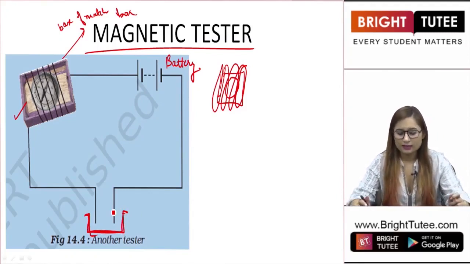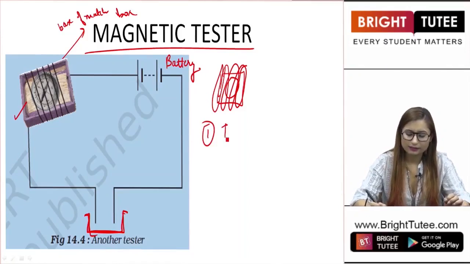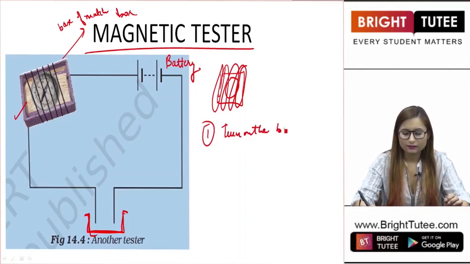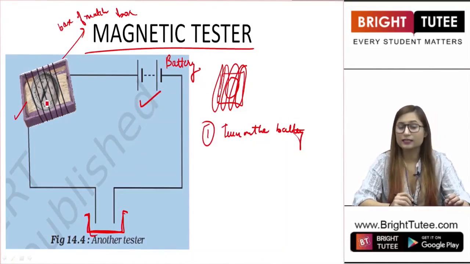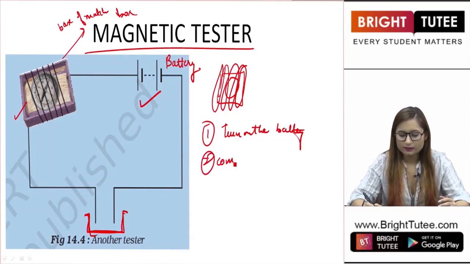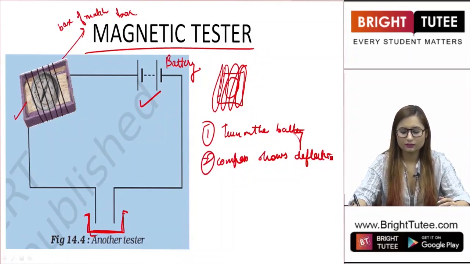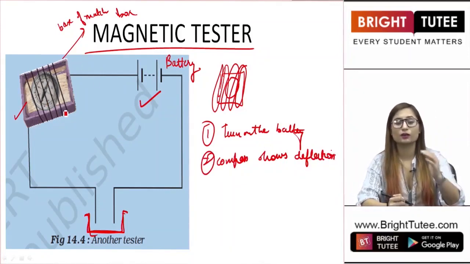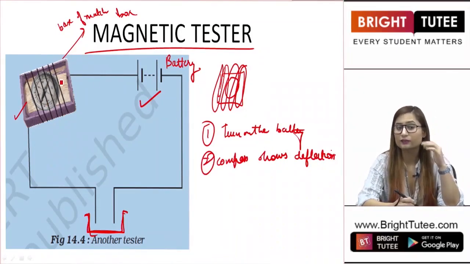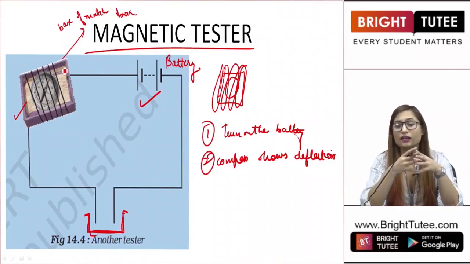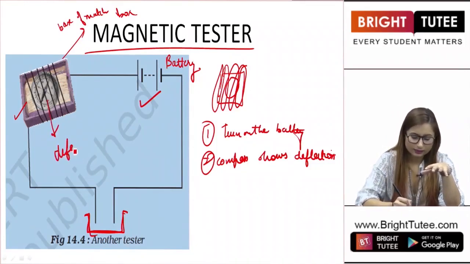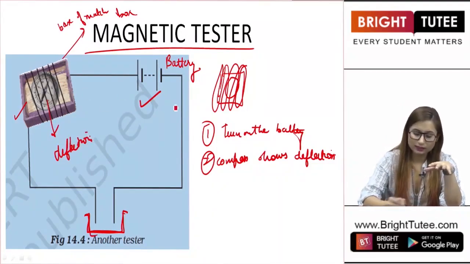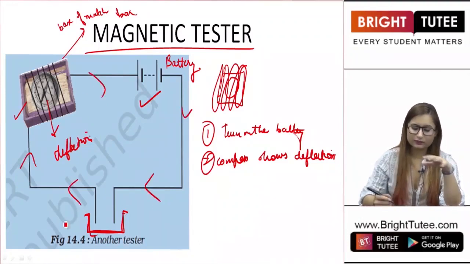Now what happens is, as soon as you turn on the battery, this compass inside the matchbox shows deflection. This compass shows deflection because of the electric current present inside the wire. So this is how we can test for electric current as well. When we perform this experiment, the deflection will only be seen when the circuit is complete, when the current is flowing completely.